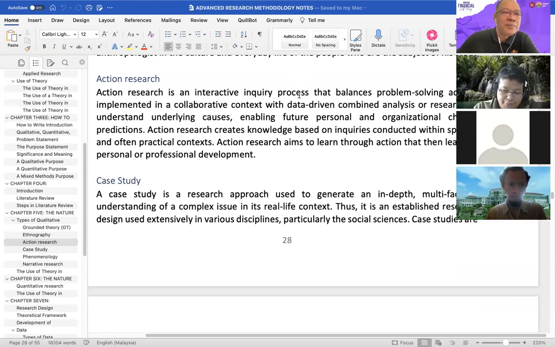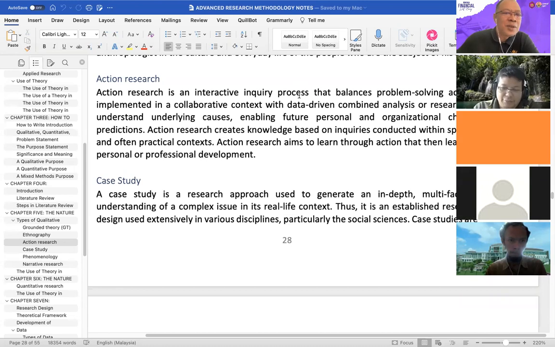Assalamualaikum warahmatullahi wabarakatuh. Waalaikumsalam warahmatullahi wabarakatuh. Mr. Said Iradat, where are you? You have gone missing.